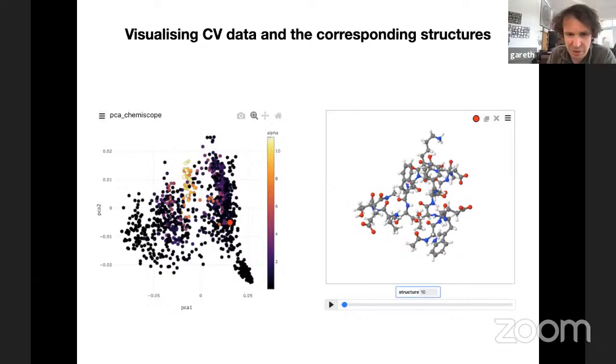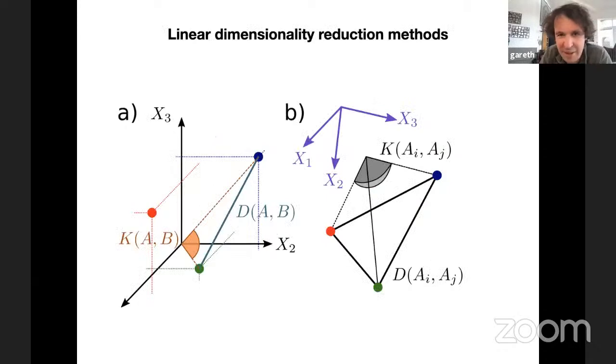So then I'm going to show you some linear dimensionality reduction methods. You don't need to do all of these exercises. If you're not interested in one in particular, then by all means skip it. When I think about these linear dimensionality reduction methods, I'm thinking about the methods known as MDS and PCA. Both of these are implemented within Plumed.